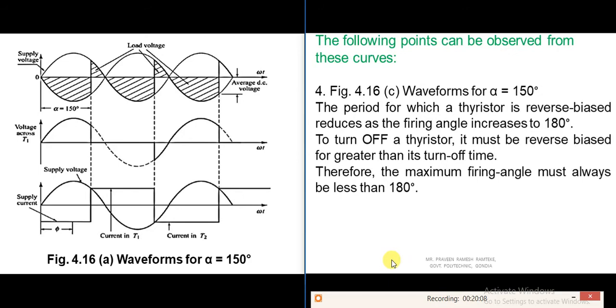The following conclusion can be made from these curves: the period for which a thyristor is reverse biased reduces as the firing angle increases to 180 degrees. To turn off a thyristor, it must be reverse biased for a time greater than its turn-off time. Therefore, the maximum firing angle must be less than 180 degrees. Why? Because to turn off a thyristor, it must be reverse biased. Unless and until the thyristor is reverse biased, it will not turn off.